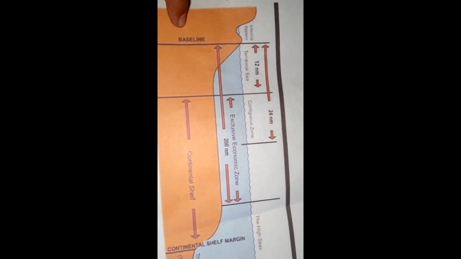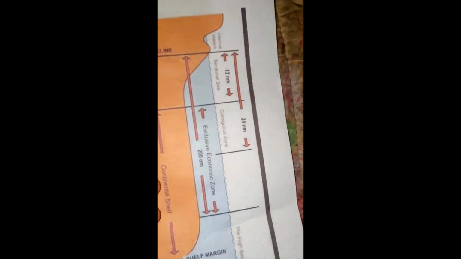Let's proceed to the first part, which is the baseline. The baseline serves as the measuring starting point for the different maritime zones: the territorial sea, contiguous zone, exclusive economic zone, high seas, and the continental shelf. Baselines are used to determine the limits of a coastal state's sovereignty and jurisdiction over the adjacent water. From baselines, various maritime zones are established, each with its own unique characteristics and rights.